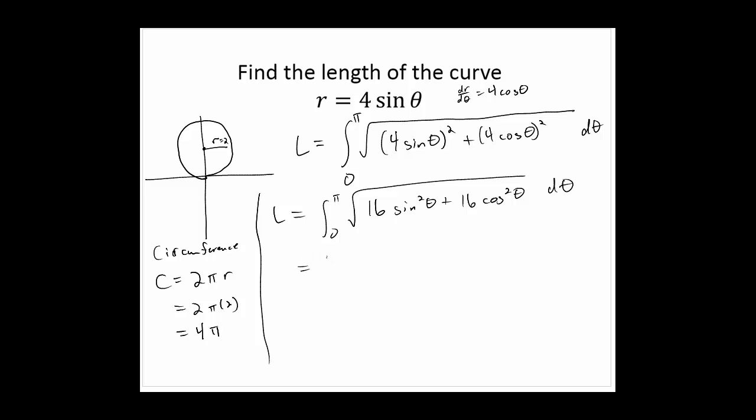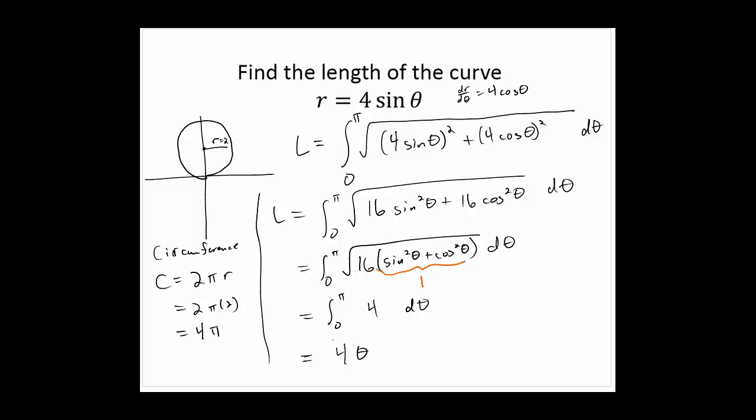I can use some factoring here. Integral 0 to pi, square root, 16 times (sine squared theta plus cosine squared theta). And if you remember anything from trigonometry besides the unit circle, you should remember that sine squared theta plus cosine squared theta is 1. So this becomes the integral from 0 to pi of the square root of 16, which is 4, d theta. And so that would end up being 4 theta from 0 to pi, which is 4 pi minus 0, which is 4 pi.